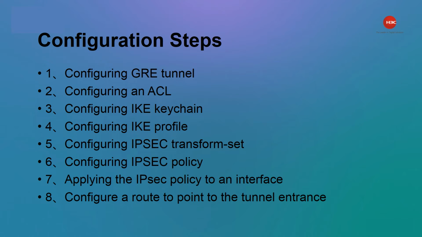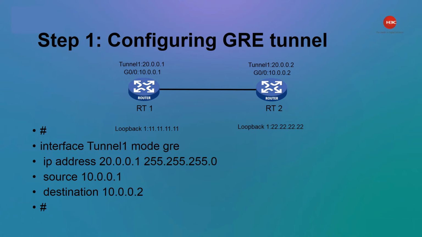The GRE over IPsec configuration process is manually divided into the following 8 steps. Step 1. Configuring GRE tunnel. Create a GRE tunnel on router 1 and router 2.